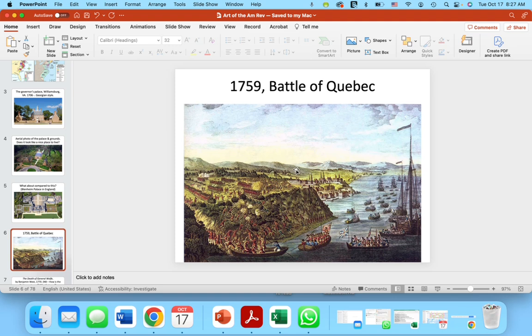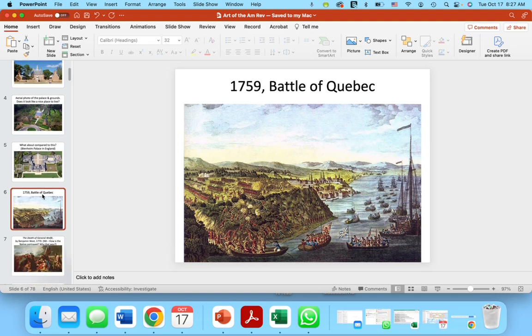In 1759, we have the Battle of Quebec, where you see the British here. They sailed upriver very early in the morning. It was basically still nighttime, and they sneak their way up these steep cliffs. You can still see them today in Quebec. And they come out here on the plains, and they basically fight the French. And here's the city of Quebec. And it was a huge victory for the British.